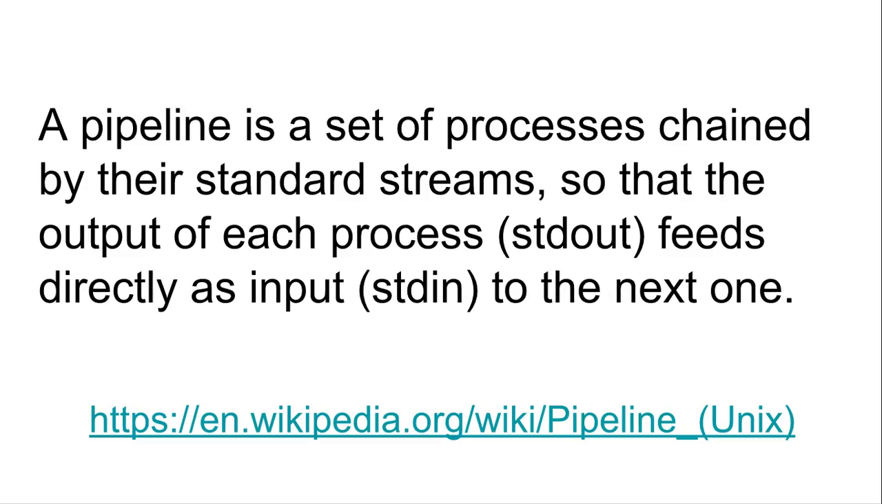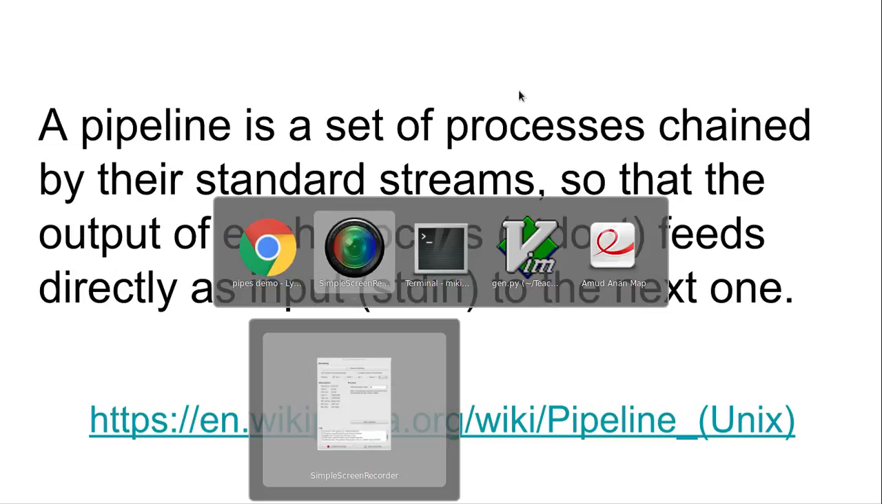Pipes, as we can see from the definition in Wikipedia, are a set of processes chained together by their standard streams, so that the output of each process, the stdout or standard output, feeds directly as an input to the stdin or standard input of the next one. This seems like a bit of a complex definition, but let me show you what I'm talking about, and we can continue from there.